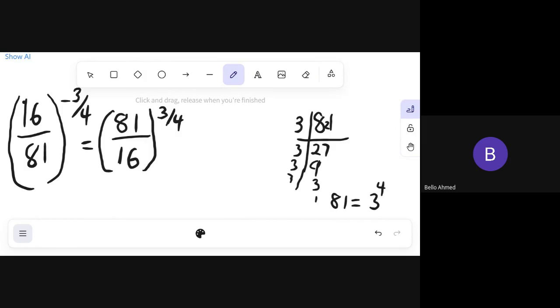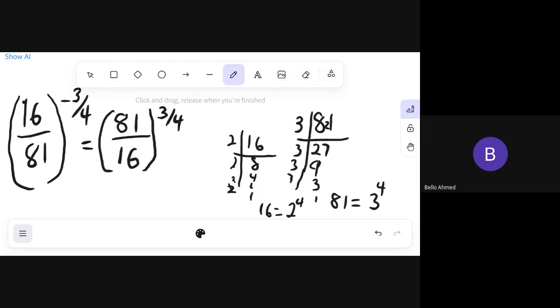The same thing goes for 16. Of course, 2 can go in 16. That's 8, then 4, then 2, then 1. So that means 16 is actually 2 raised to the power of 4. So now, what are we going to do now?